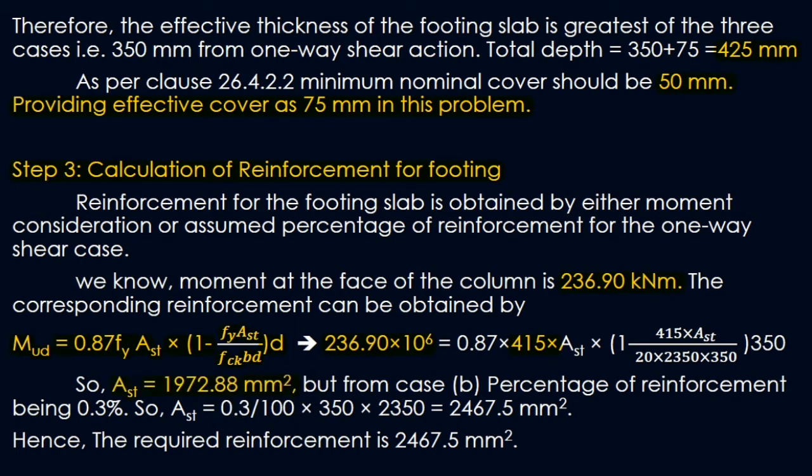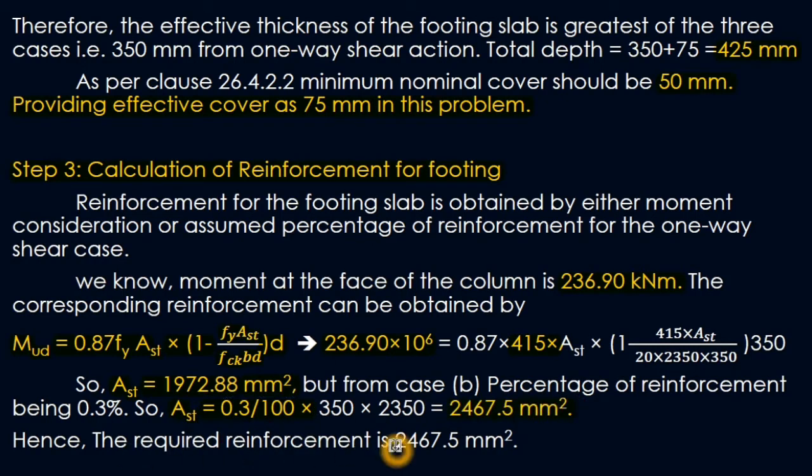But in case B, the percentage of reinforcement is 0.3%, so AST is equal to 0.3 by 100 into 350 into 2350, which is 2467.5 mm square.